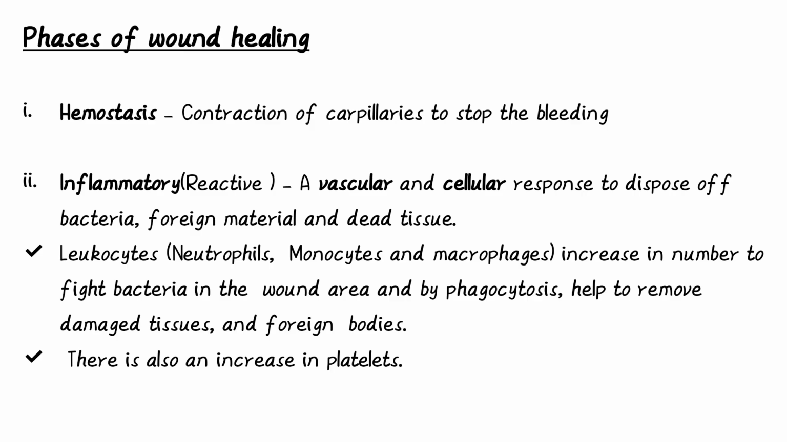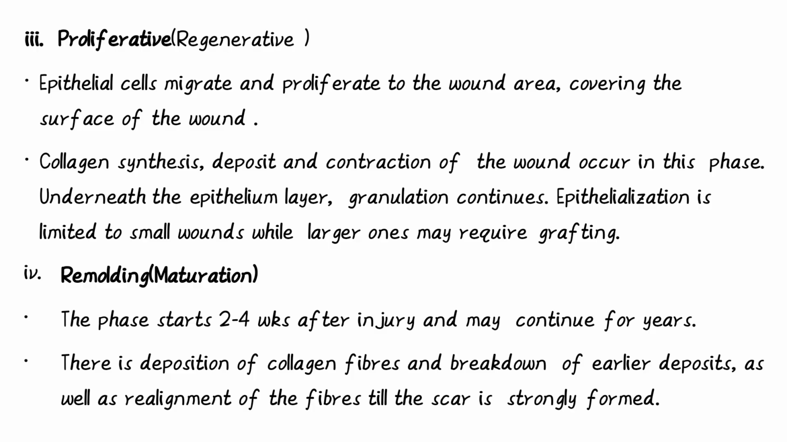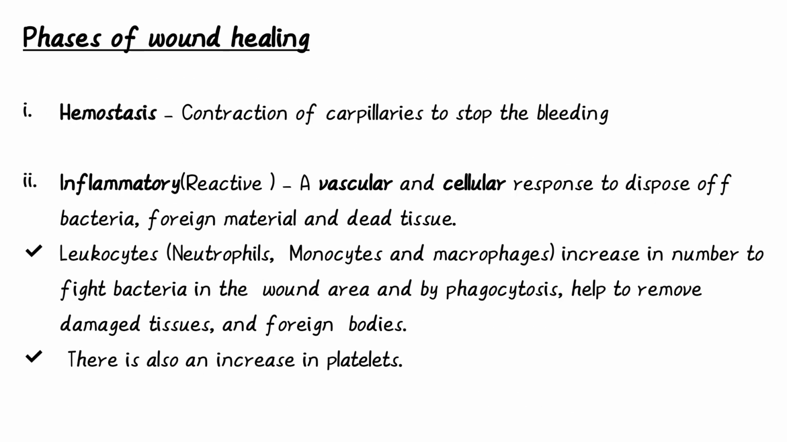What are the phases of wound healing? Under the phases of wound healing, one, we start with hemostasis. That's always the first phase. Something about hemostasis you ought to know: we are having contraction of capillaries. Why are capillaries contracting? We are trying to stop the bleeding. Two, the inflammatory phase. Inflammatory is always reactive. So we're having vascular and cellular response to dispose of bacteria, foreign materials, and dead tissues.